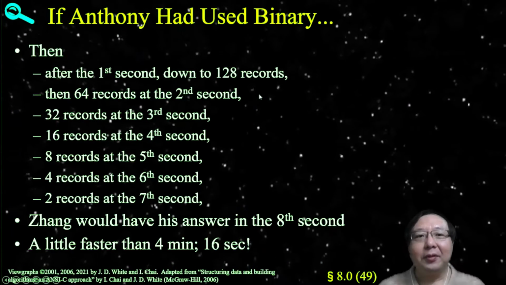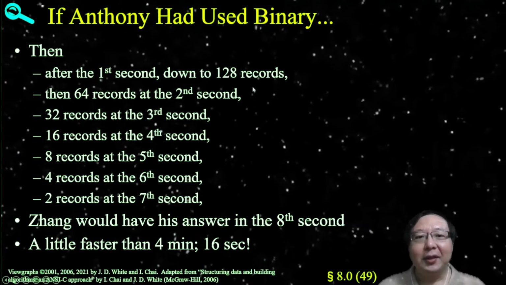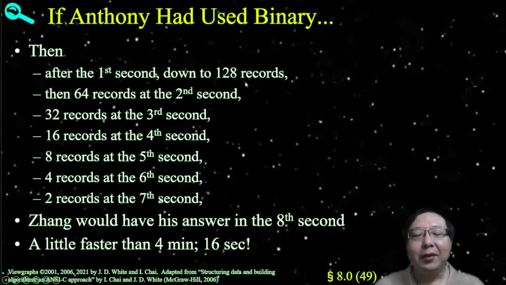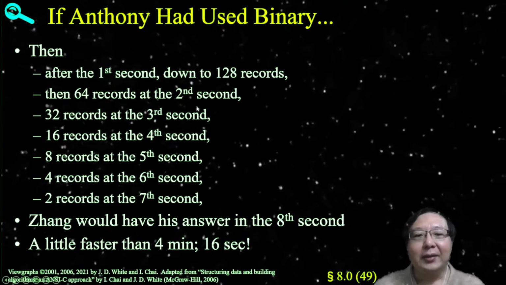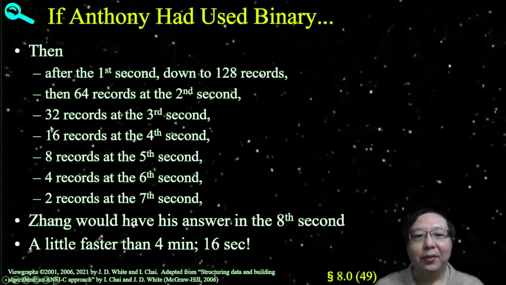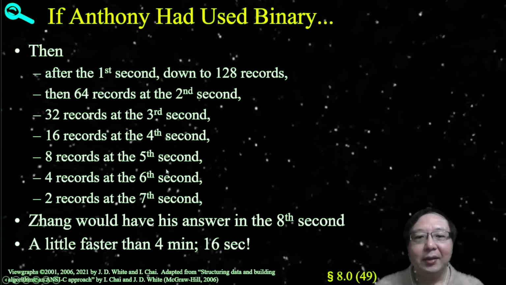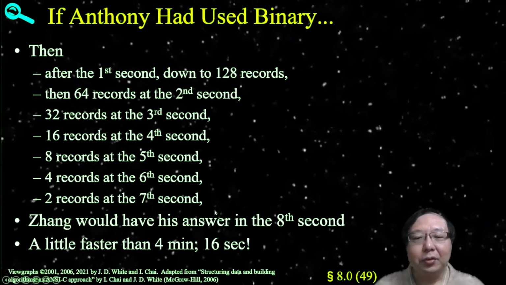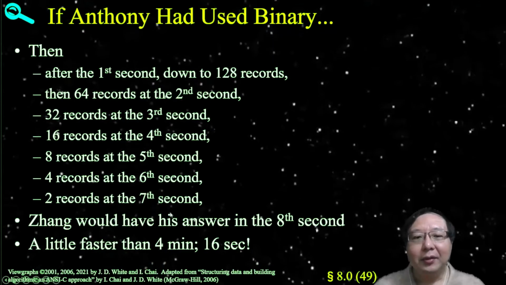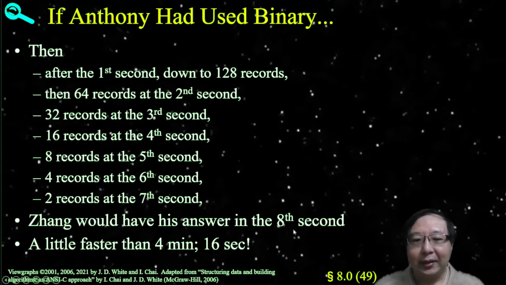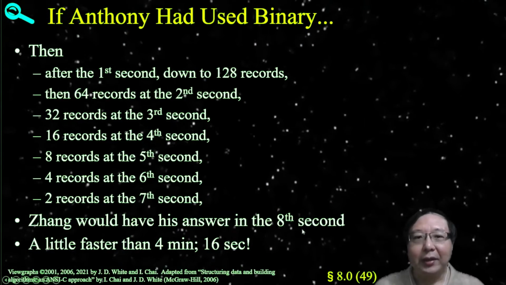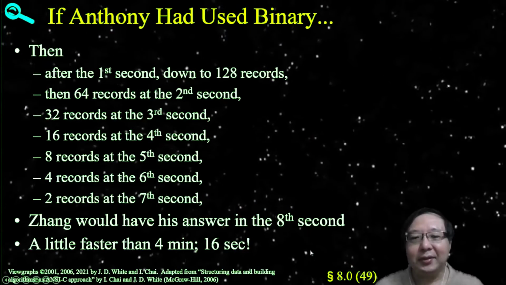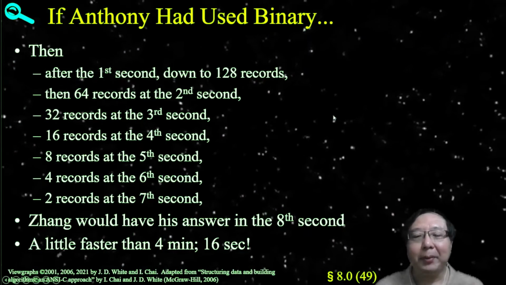But if Anthony had used binary search, then after the first second, it would have gone down to 128 records. Then the second second it would have 64 records. The third second, it would have 32 records. Fourth second is 16. Fifth second, it's 8. Sixth second is 4, and seventh second is 2. So we would have found it in 8 seconds. All right, we would have had his answer in 8 seconds. So that's much faster than 4 minutes 16 seconds. So you can see the advantage of doing binary search.